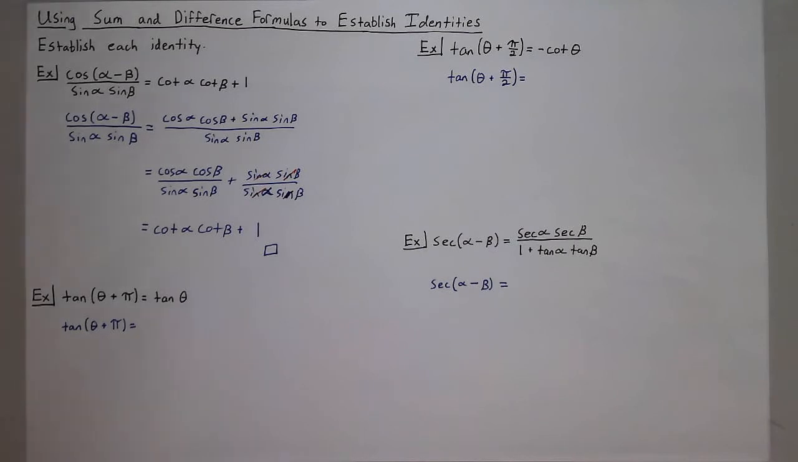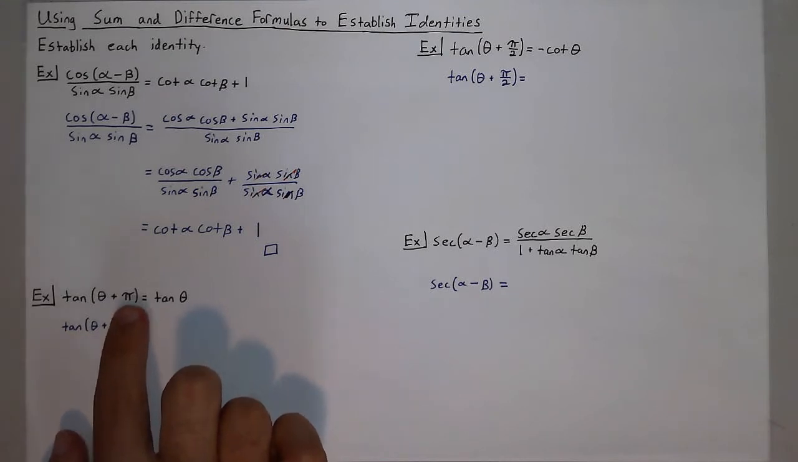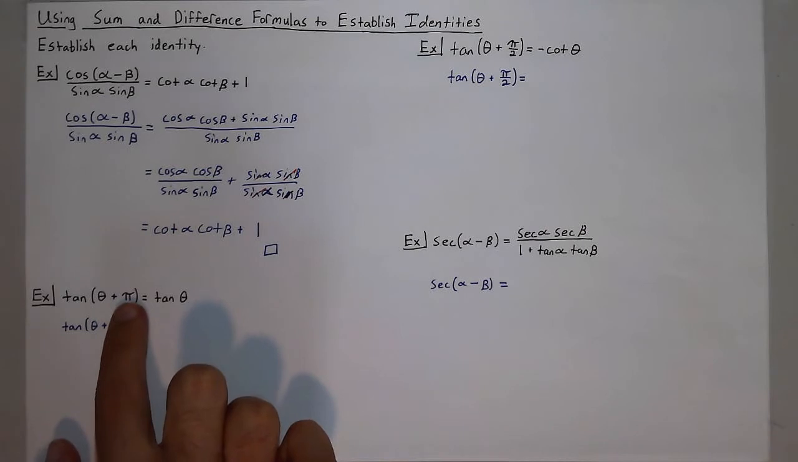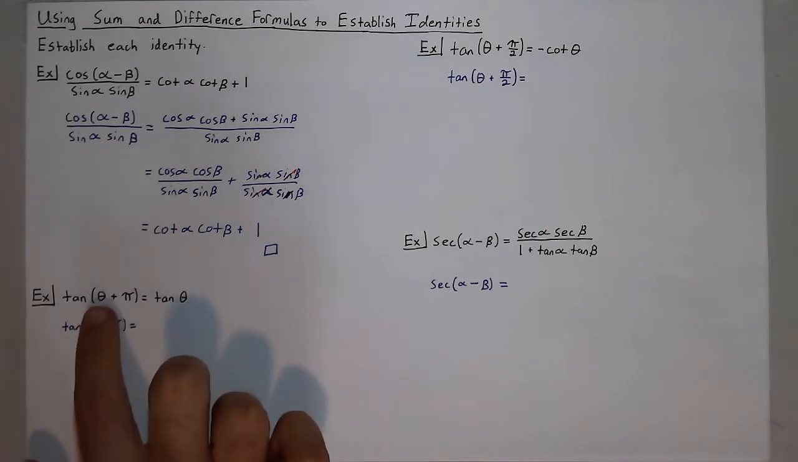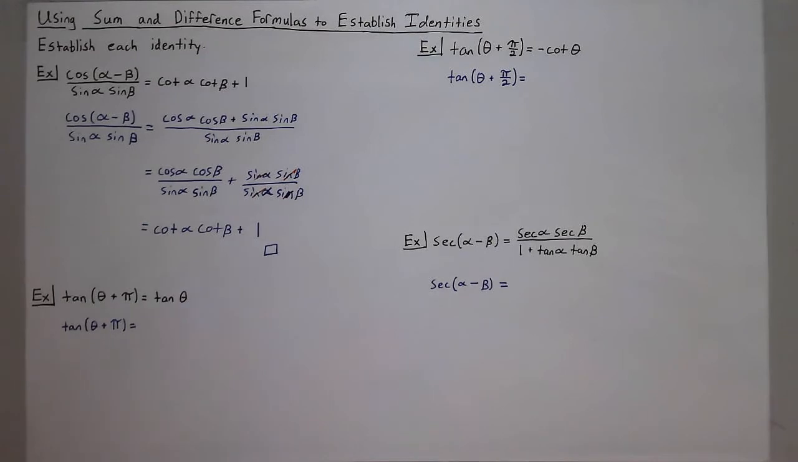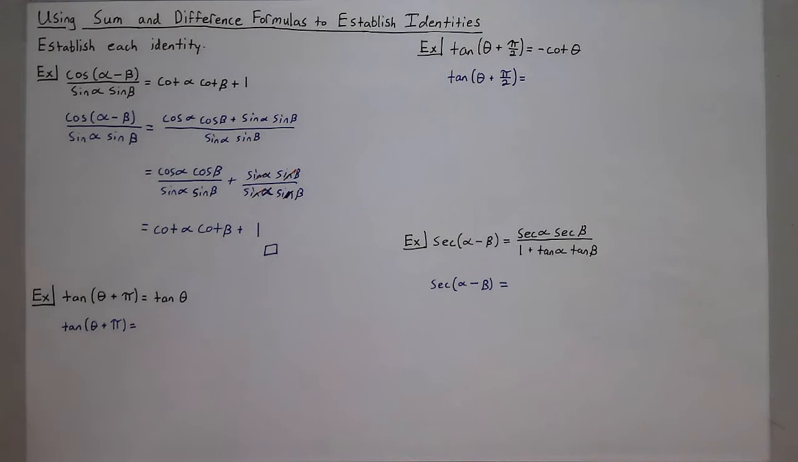Now next, let's look at tangent of theta plus pi. We've been over this before as the periodic function that tangent is. It repeats its values every pi, so it makes sense that tangent of theta plus pi should equal tangent of theta, since I'm just adding a period of tangent. Let's prove why this is.